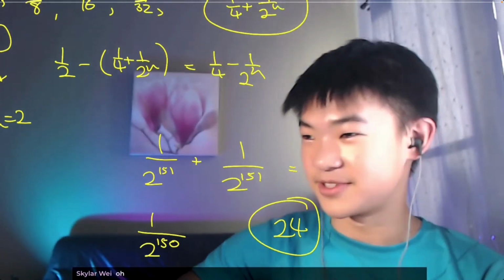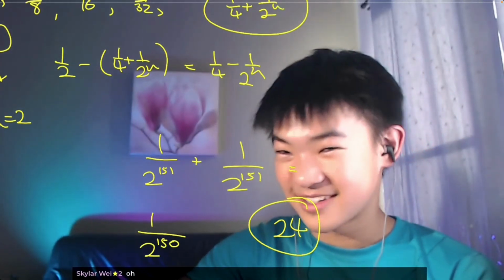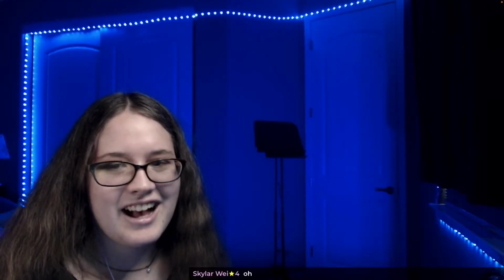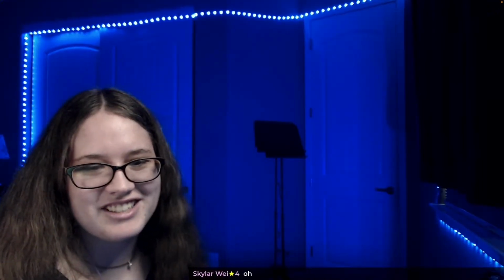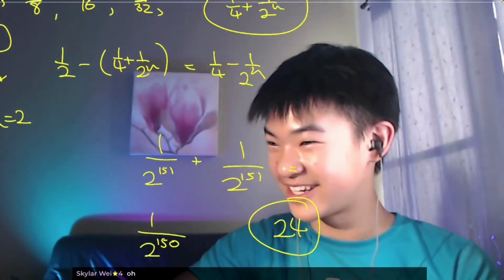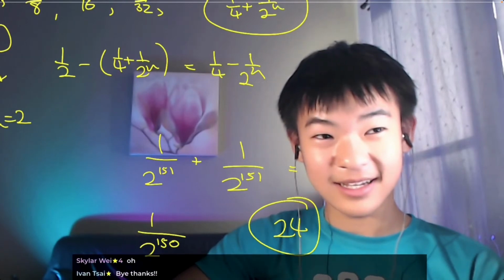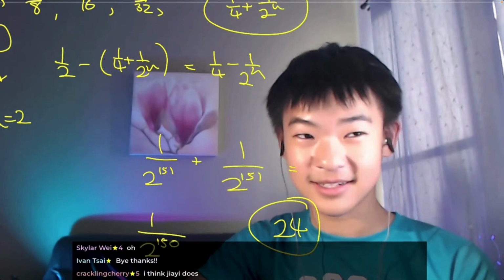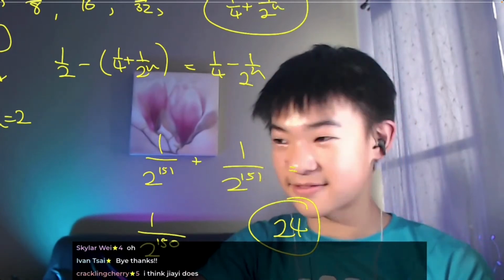All right, let's see who has the most stars. Oh, that's a good question. Okay, actually, how do I check that? Okay, well, you just need everyone to send a message. Yeah. Skylar has 4. Bye, Ivan. Thanks for coming. And oh, it looks like Ivan reset. I remember he had quite a lot. Yeah, Cherry has 5.